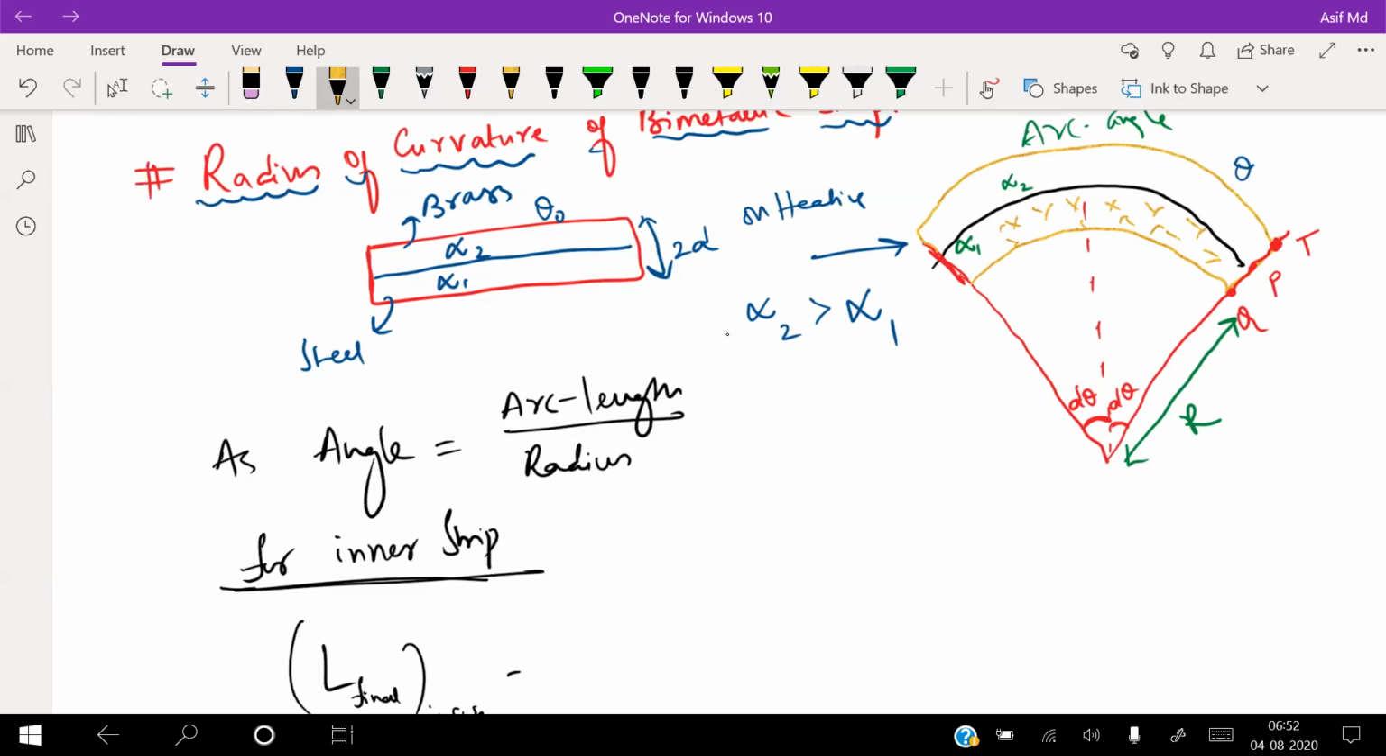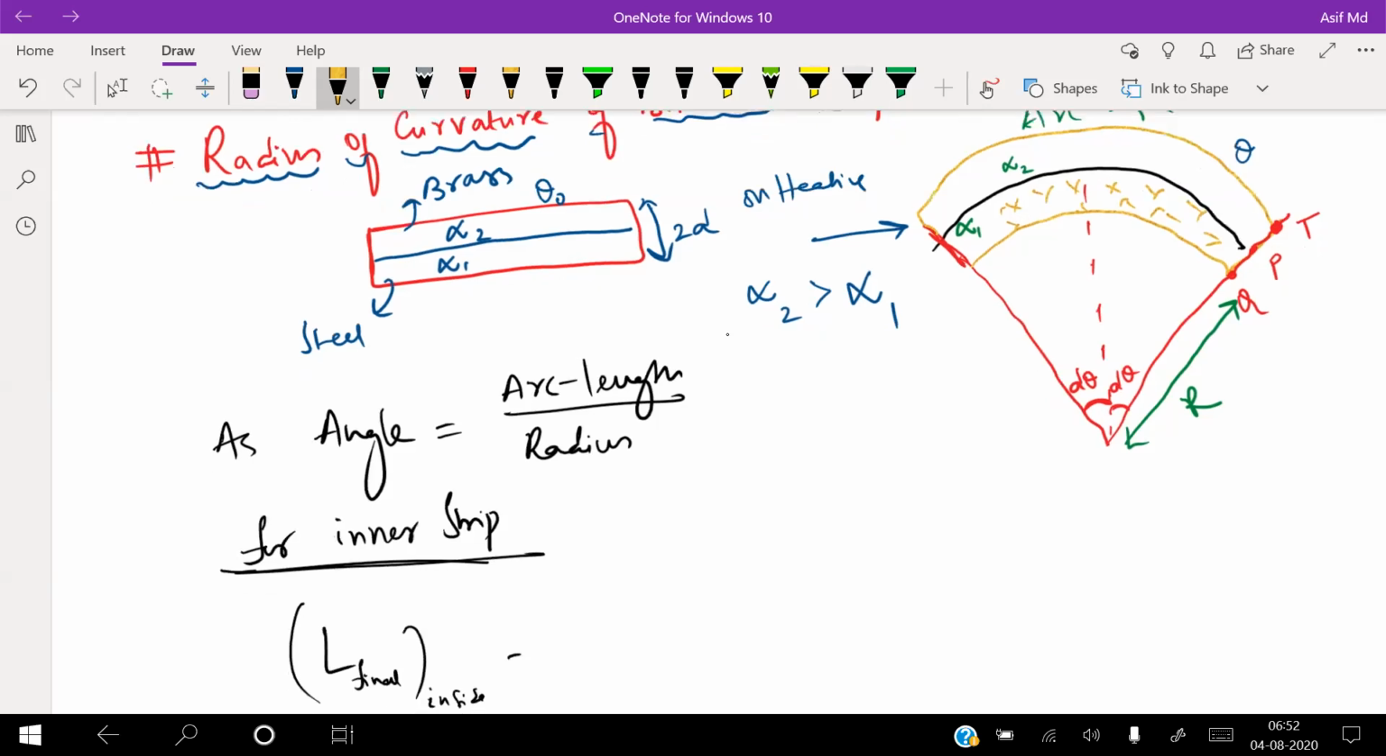For the inner strip, what is the final length of your inside after heating? Delta L. Sir. Yeah, delta L part. So how do you write that delta L right now? Expansion delta L is nothing but what right now for me? Arc length. So that will be equal to how much for me? Radius into your arc length. Can I write it? Yes, sir.